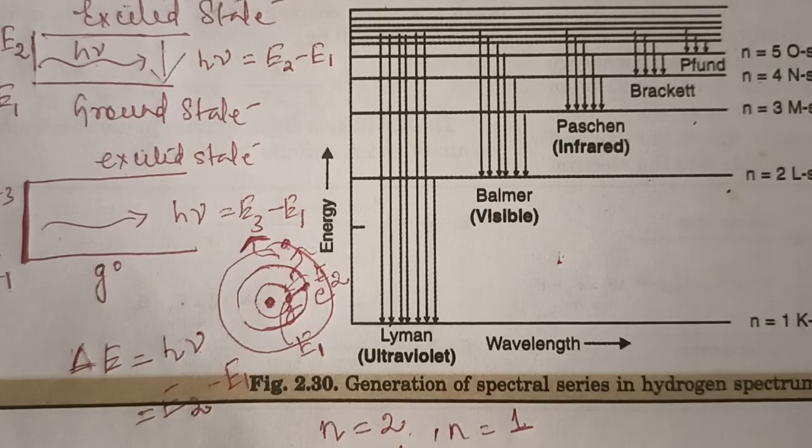And Bohr's theory helped basically in calculating the energy of the electron in a particular orbit of the hydrogen atom.